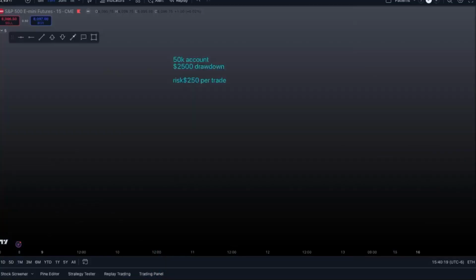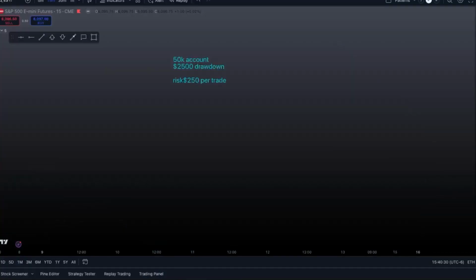So this strategy is a slow and steady approach to passing the account, and this is the approach that you'll end up using with a funded account to be consistently profitable long term. So let's look at a typical 50K evaluation account. These accounts typically have a $2,500 drawdown. So you are actually going to be basing your trades off of the $2,500 drawdown, not 50K.